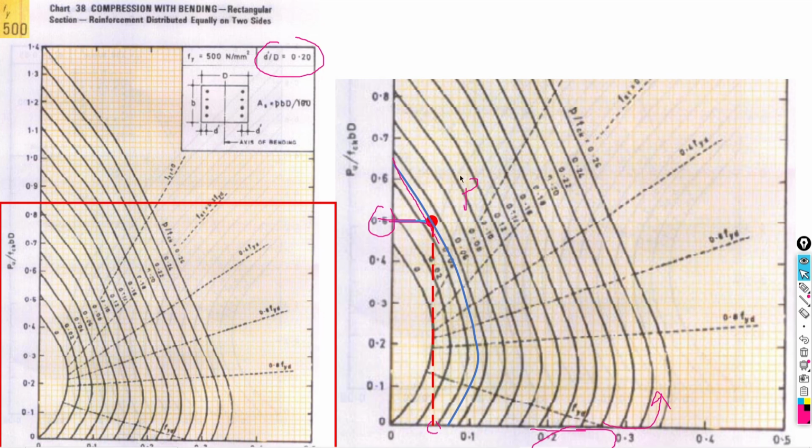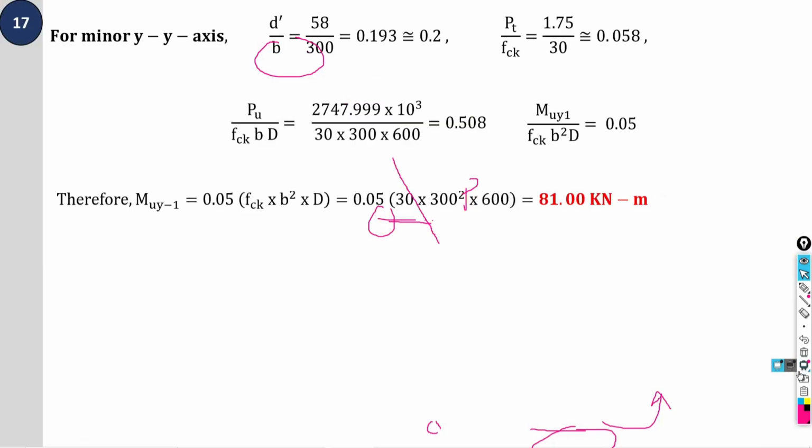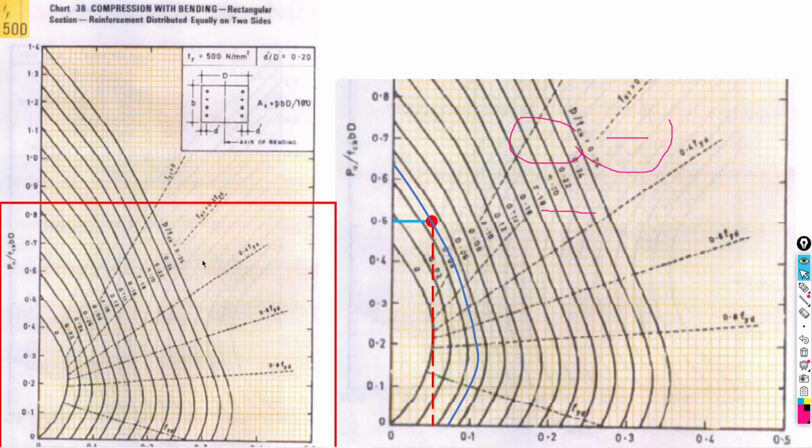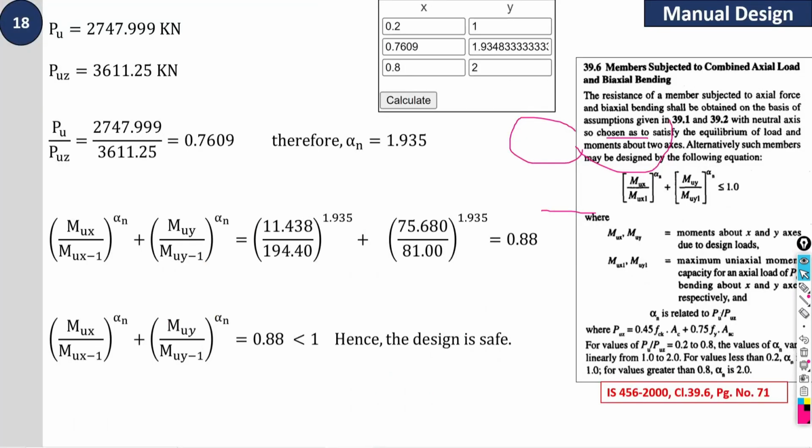That's why we are going to consider 0.05 here. So all these values we have taken on that side. So we are getting the final value as 81 kilonewton meter. Finally, we are going to check whether our proposed design is safe or unsafe.